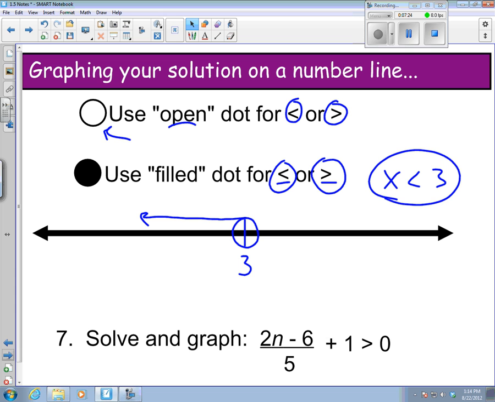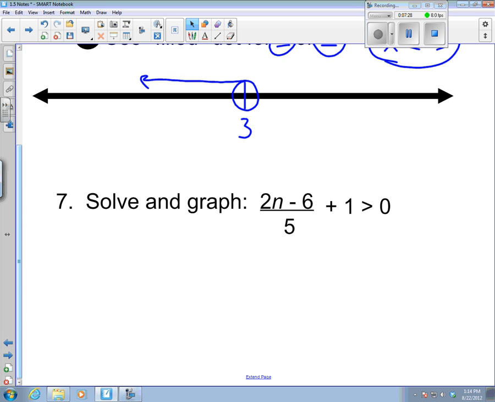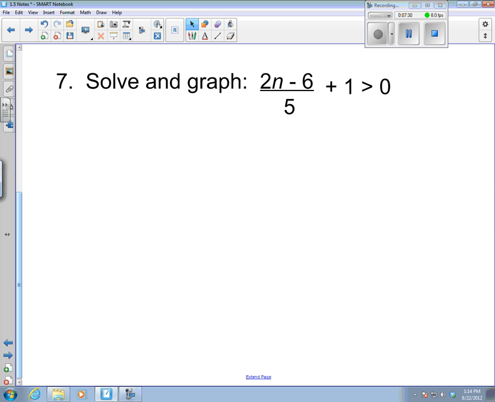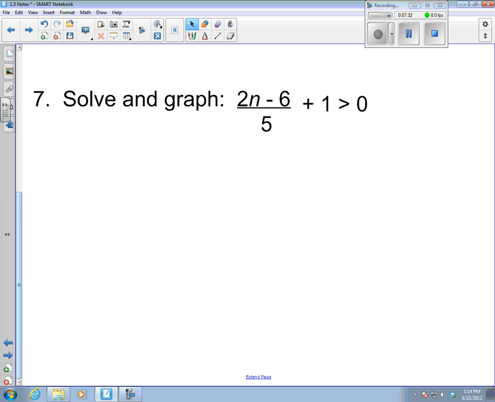Okay, number 7 here. Let's try this one. It's a little bit more complicated, but you will see problems like this. Now, we want to solve for n in this problem. So I find my variable term, 2n. I've got to get that 2n by itself, so I've got to get rid of the 5, the negative 6, and the 1 first. You kind of work on the outside and work your way in.